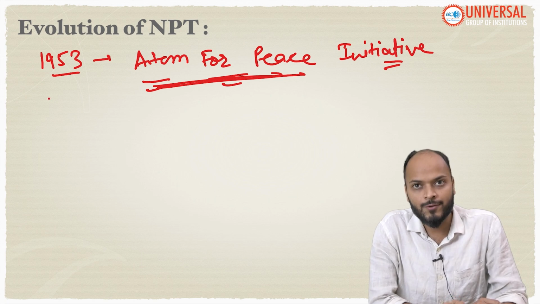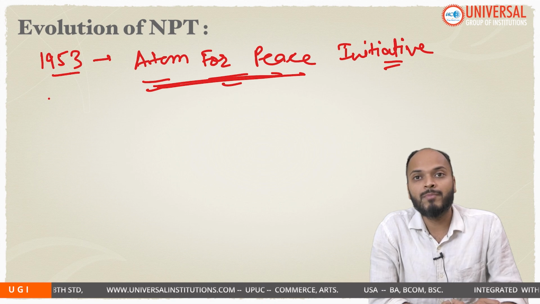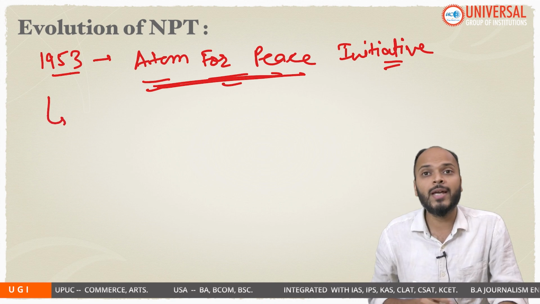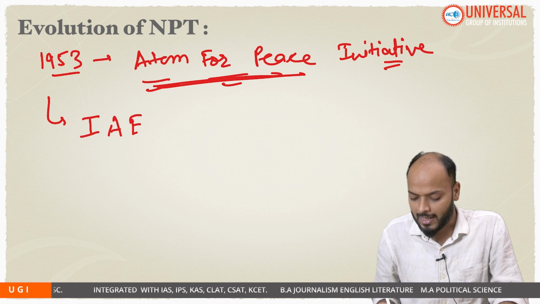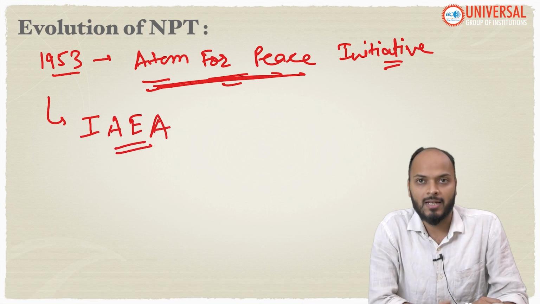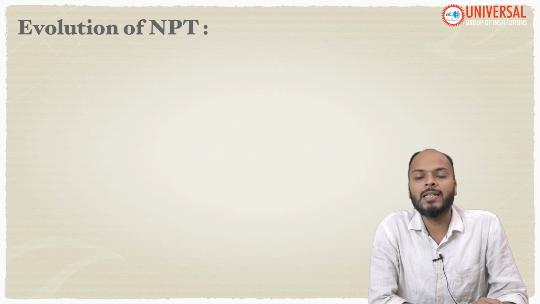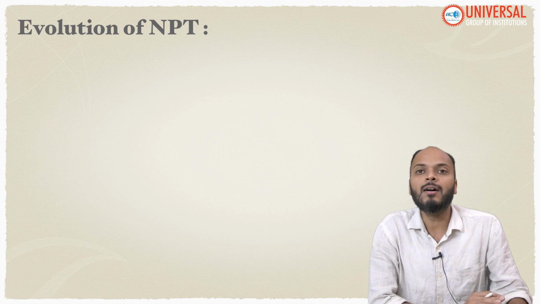Now, in order to ensure that these countries are not misusing the technologies shared by the USA, the world, or the UN, came up with another organization called the IAEA, International Atomic Energy Agency, right? The objective of the IAEA was that these countries would allow IAEA inspectors to inspect the nuclear facilities and check whether these countries are following the promises which they have made to the world, right?